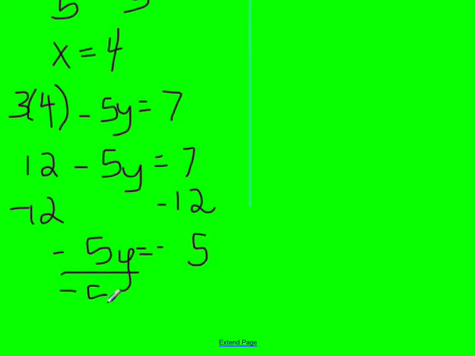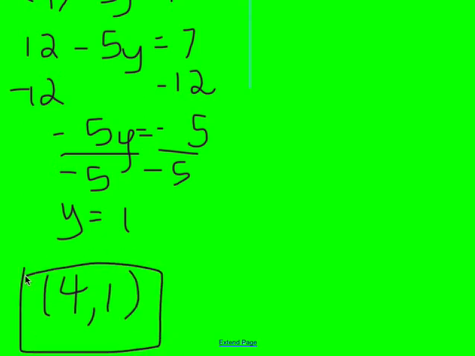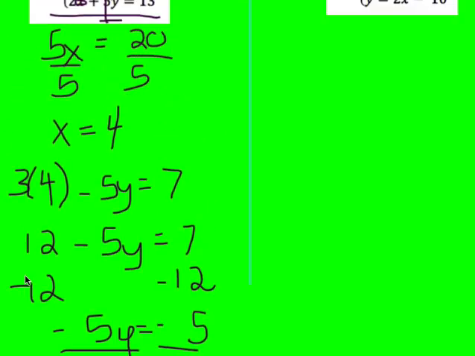Since that negative 5 is being multiplied by the y, I can divide both sides by negative 5. Well, negative 5 divided by negative 5 is 1. So then I'm going to write my solution out as a point, first my x, then my y. So my solution then is (4, 1). Next, let's take a look at number 2.